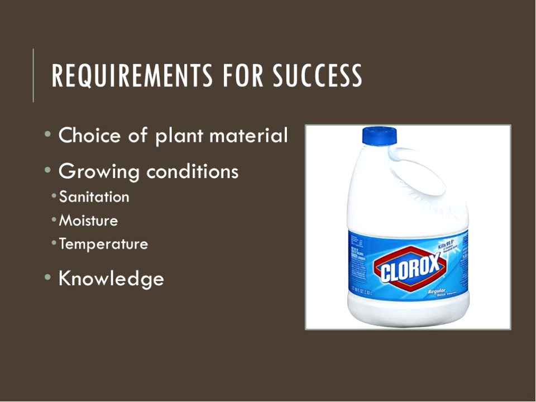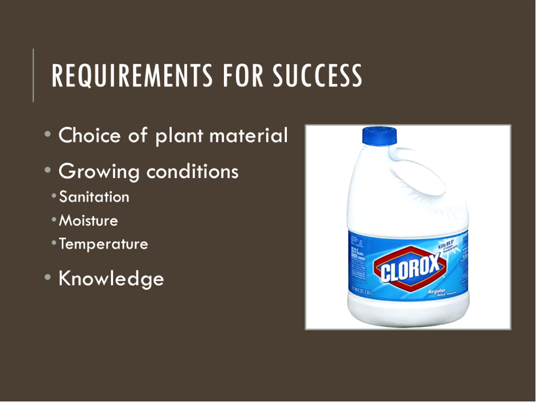So a few basic requirements for success. The first being choice of plant material. It may seem pretty common sense, but when you're choosing to propagate a plant, you want to pick a nice, healthy plant. You don't want to choose a plant that has obvious disease or insect problems, because you're just going to transfer those to your new plant, and it's going to be hard for that plant to even successfully propagate in those conditions. You want it to be well watered, have good nutrition, be receiving adequate light, all of those things. Basically just a healthy plant is what you're looking for.